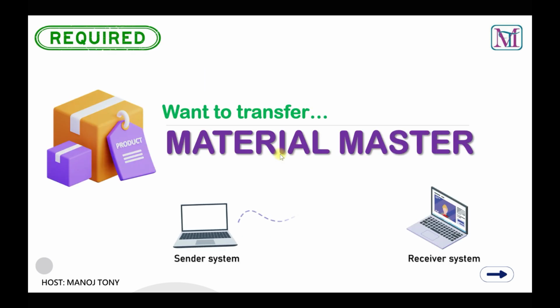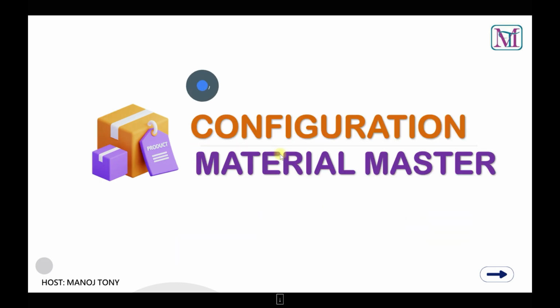Okay. So what is the business requirement here? The business requirement is that they want to transfer the data to multiple systems. Okay. We have a sender system and we have multiple receiving systems. Then we'll start the configuration.